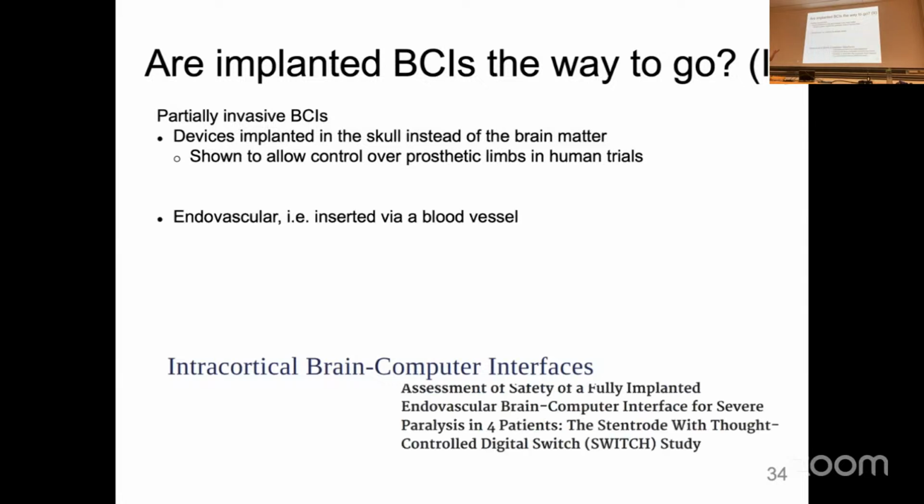Also endovascular, which I think is an interesting idea. This is inserted through a blood vessel, so very small devices. And these also have been shown to allow control over a computer in human trials, and also some movement intent success.